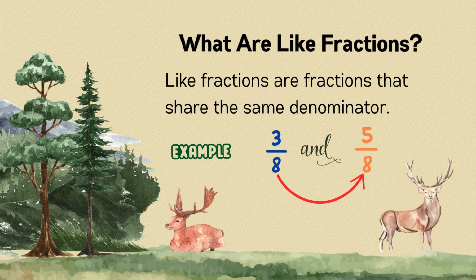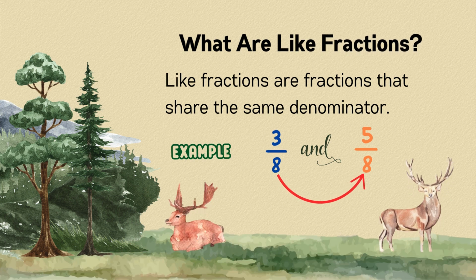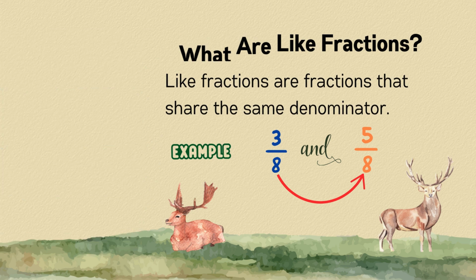Before we move on to adding like fractions, let's first understand what they are. Like fractions are fractions that have the same denominator. For example, 3 out of 8 and 5 out of 8 are like fractions because they both have 8 as the denominator. Now that we know what like fractions are, let's see how to add them.